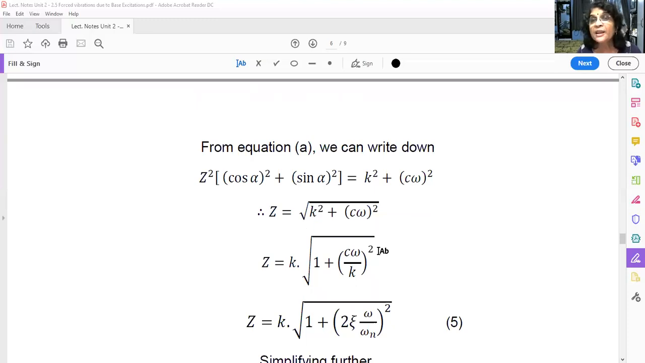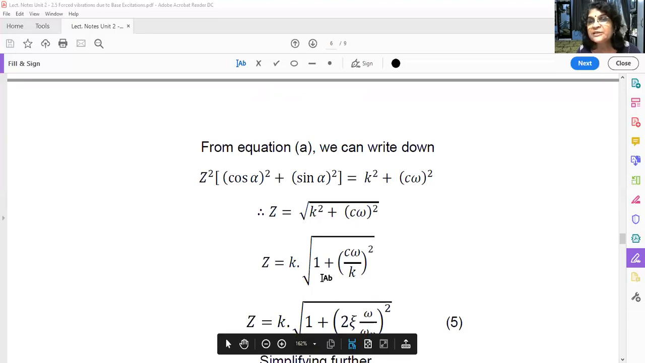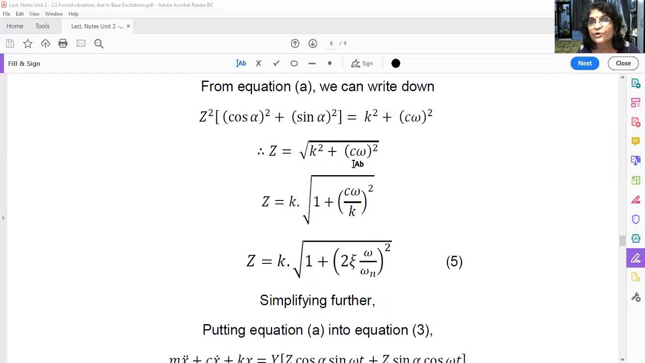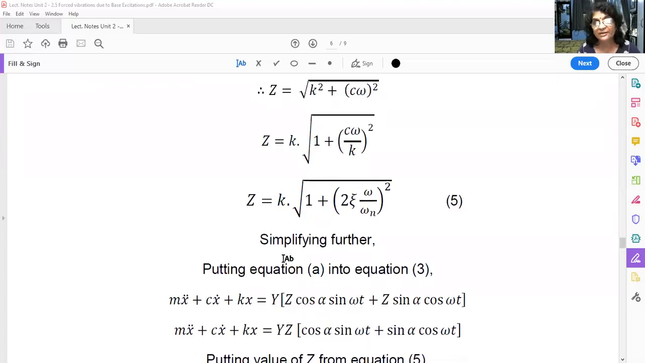Now again we want to write this in frequency ratio, so we have to take k common. So k will be taken out of the root sign. So z is equal to k into bracket 1 plus c omega upon k bracket square, because we have divided by k here and here. Now you know what c omega upon k is: 2 zeta omega upon omega n. So what we'll get? Z is equal to k under root 1 plus 2 zeta omega upon omega n square. Then we have to simplify further.